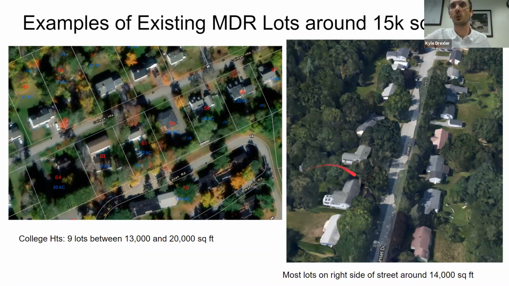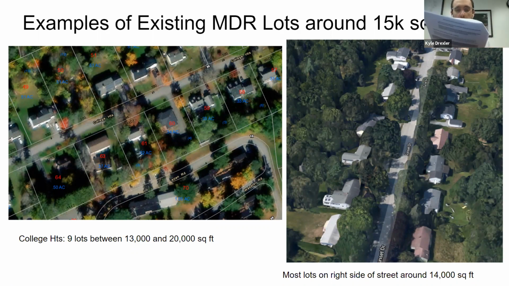So I think it's important for people to understand that reducing the minimum lot size here from 20,000 to 15,000 isn't really changing what's on the ground. It's not aiming to increase the density to create an environment that doesn't already exist. It's more matching our ordinance to the neighborhood feel that already exists in certain parts of town, in most parts of town, in the MDR district.